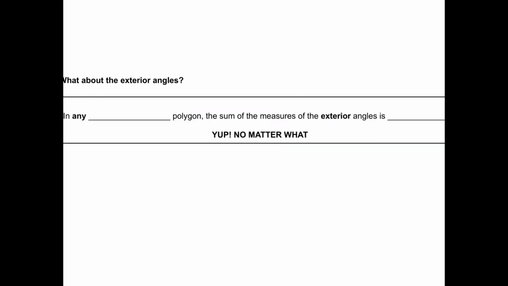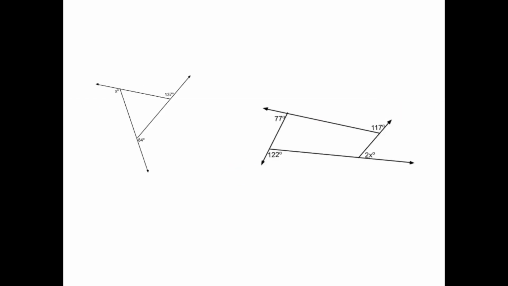All right, so that was a lot of chatter about interior angles. What about the exterior ones? Well, for any convex polygon, the sum of the measures of exterior angles is 360. Yep, no matter what. It doesn't matter how many sides there are. It doesn't matter if it's regular or irregular. A convex polygon will always have the exterior angles adding to equal 360 degrees. So we can use that information to find missing exterior angle measures.